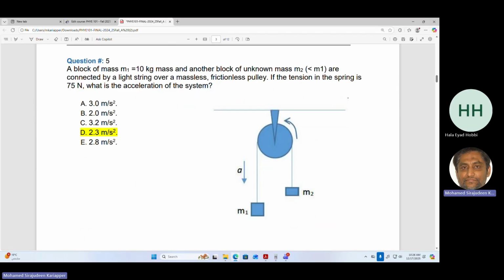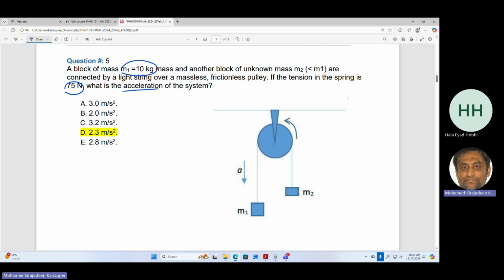A block of mass m1 equal to 10 kilograms and another block of unknown mass m2, which has a mass greater than m1. So this will make m2 go up, and m1 is heavier, so it will go down, over a massless frictionless pulley. If the tension in the string is 75 newtons, so the tension is given to us, and mass m1 is given to us, the question is to find the acceleration.